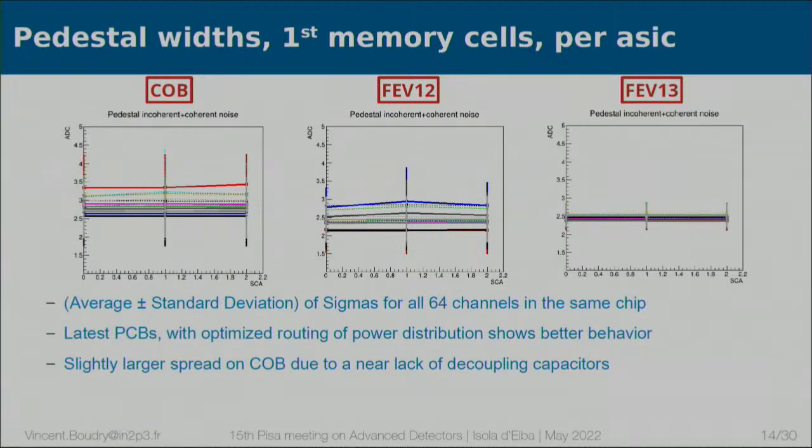So this is the latest version of the board, this FEV13, where we have very stable conditions. It has integrated much of the experience we gained on those early boards. This is the newest version of it, which we were really happy to see working so well. Actually, we cheated a little bit because we had to put some coupling capacitors at some point to make them work. So they are not fully without decoupling, but we are really happy to see them working so well.